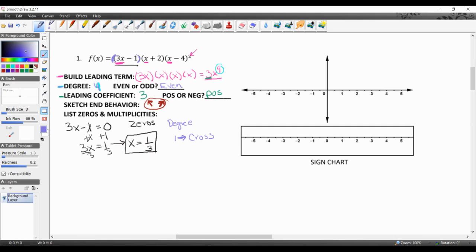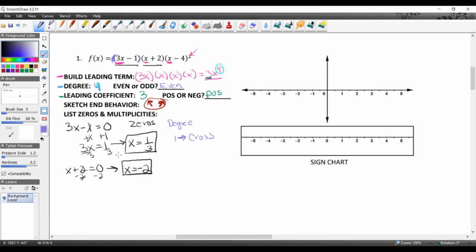Okay, let's find the next zero. So the next zero we have is x plus 2. So x plus 2 is equal to 0. And this one's a little bit easier to see. We can tell right away that if we're solving for x, we subtract both sides by 2, and that's going to give us x is equal to negative 2. Okay, x equals negative 2.